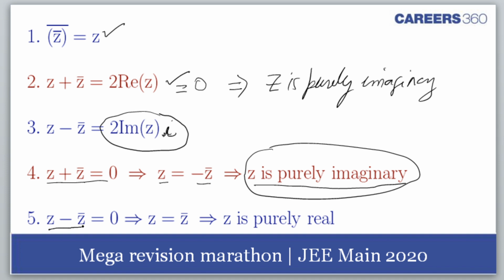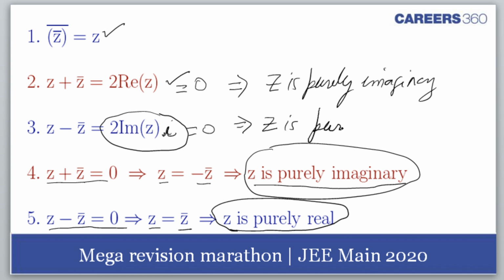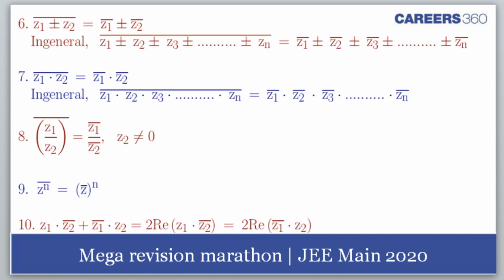Now z − z conjugate is 0. That means z is equal to z conjugate, so z is purely real. Okay, this again is very important. Later on we'll be using all these concepts. So when I get this as 0, I basically mean the imaginary part is 0. So this implies z is purely real. So what do we realize here? All real numbers are a subset of complex numbers. The complex number is the actual big thing.